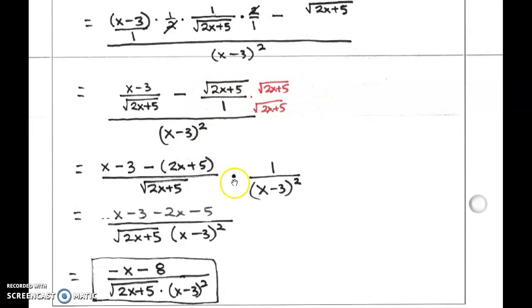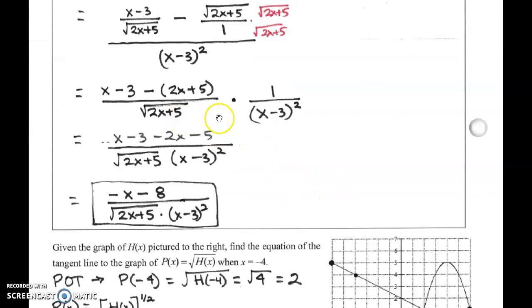And then this step down here, instead of dividing by x minus 3 squared, that's the same as multiplying by the reciprocal, 1 over x minus 3 squared. And then as you distribute that square root of 2x plus 5, I said they cancel. I'm talking about the square roots cancel. That's why the 2x plus 5 is still there. And yeah, I think it's all pretty straightforward from that.